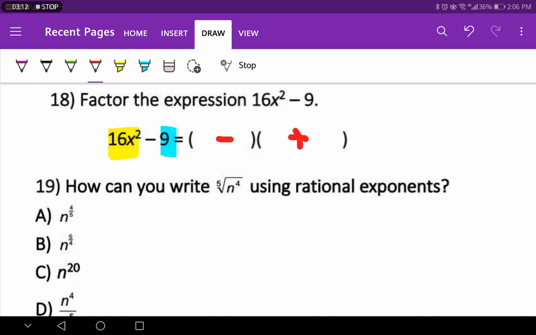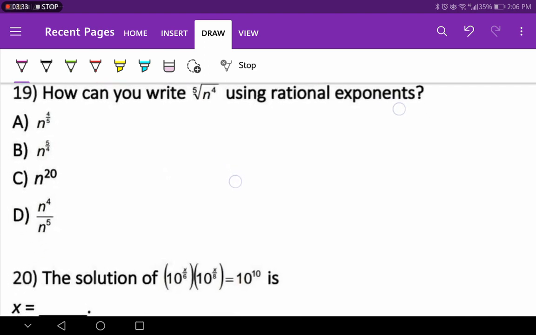Now, Nawaf, can you tell me the square root of 16x squared? The square root of 16 is 4, so 4x, and the other side is also 4x. The second term: here we have 3, and here we have 3, and we're done. Easy. Now we are in 19.